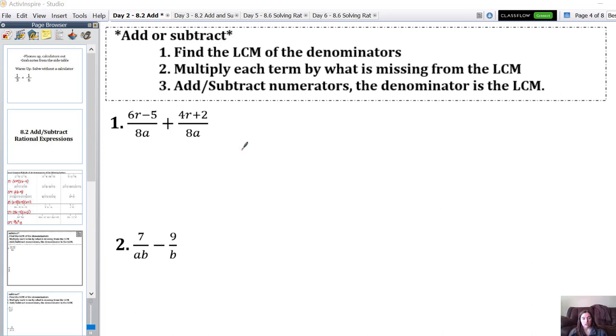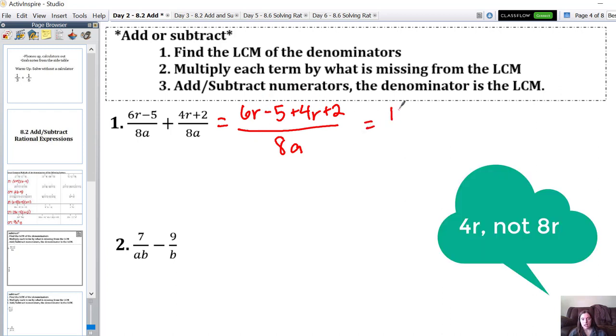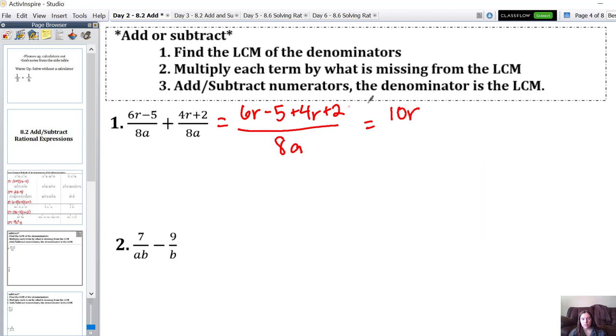top. So this can be rewritten as 6r minus 5 plus 4r plus 2 all over 8a. Now in the numerator, we're going to combine like terms. 6r plus 4r is 10r. Negative 5 plus 2 is negative 3 over 8a. If we had anything to simplify here, we would, but in this case, there's nothing more to do.